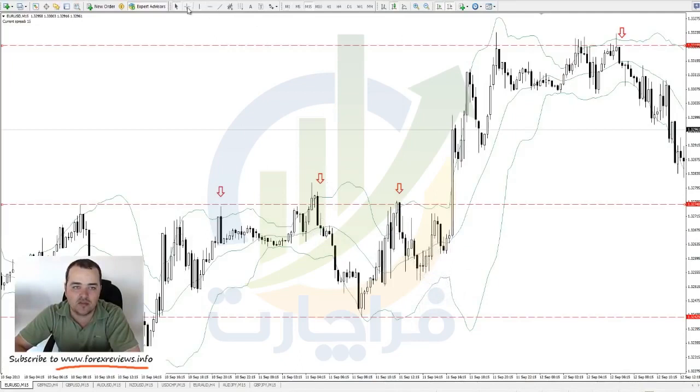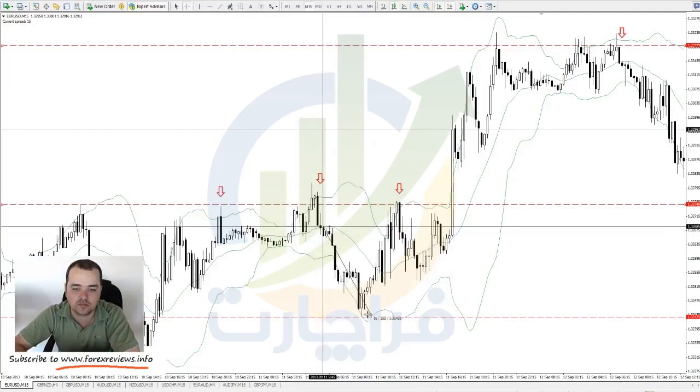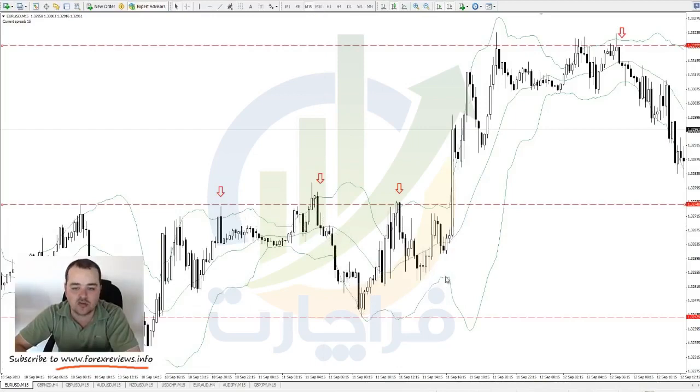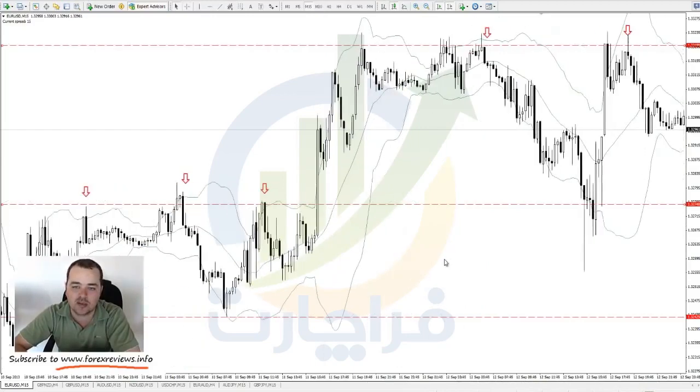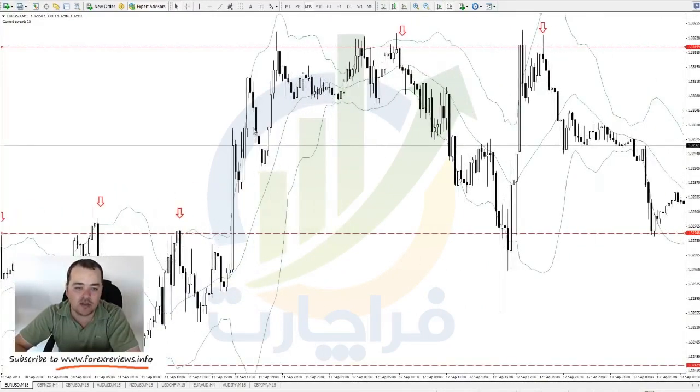This one I got like about 15 pips, I'm pretty sure. 15 to 20. Oh, that's a 20. So I got like two 20 pip trades and just one just above break even. And then it broke out.